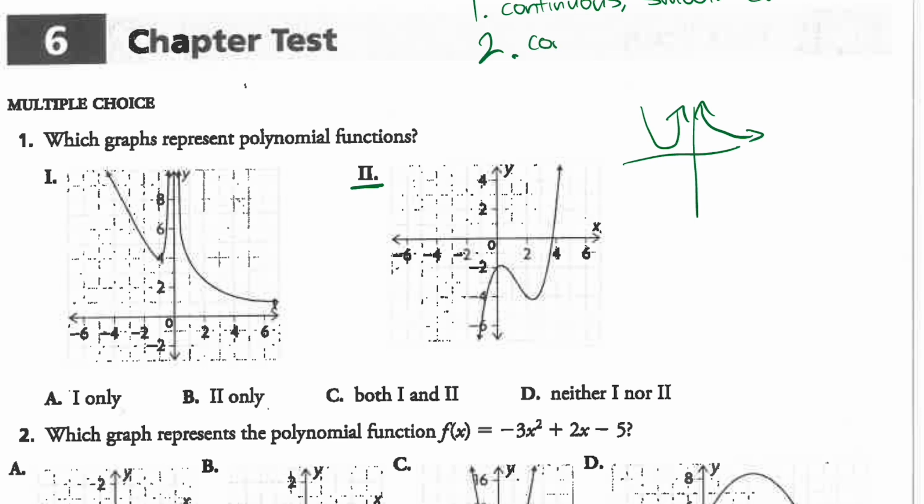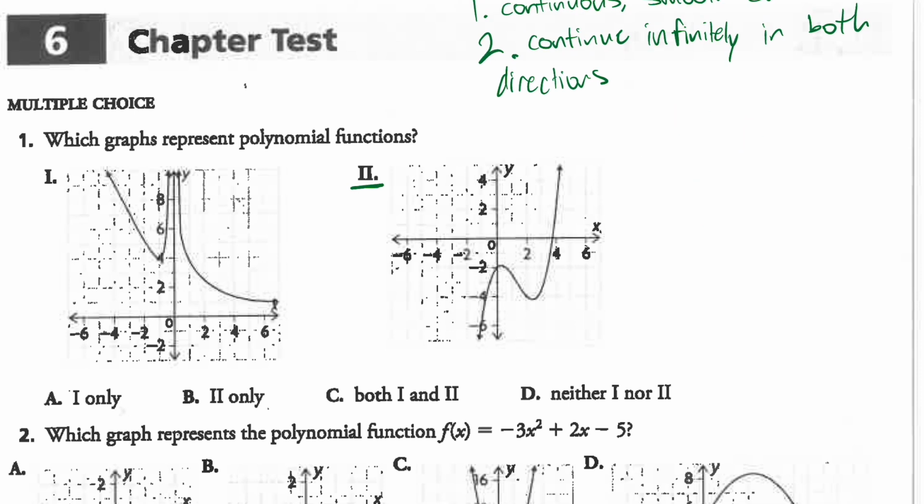it has to continue infinitely in both directions. So, as we can see, with this second one, it continues upwards, and it continues downwards, and obviously it's at a weird rate, but it keeps continuing to the left, and it keeps continuing to the right. So it'll be true for all values of x, and it'll be true for all values of y, and therefore it is a polynomial function. And so the answer to this one is number 2 only, B.